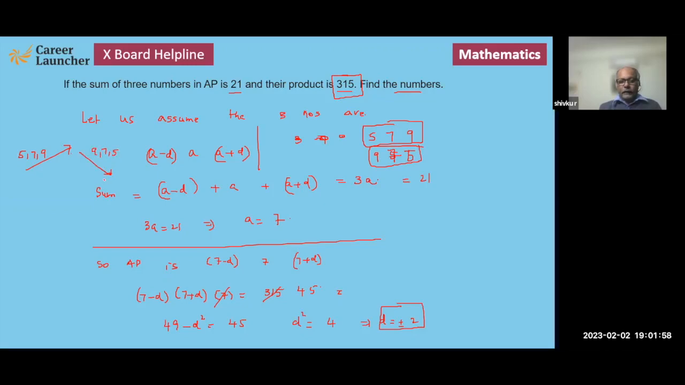Either way, it doesn't matter, because we are not focusing on the sequence. We are focusing on the 3 numbers that are a part of the sequence. So the numbers are 5, 7, and 9. Okay. Nice, Sushma. Good. You made that correction. Excellent.